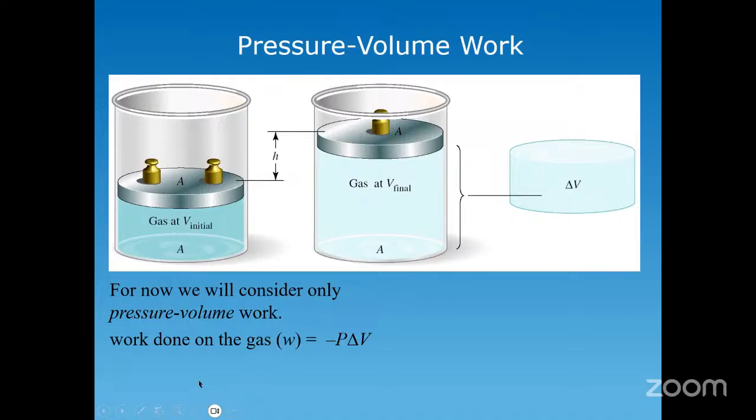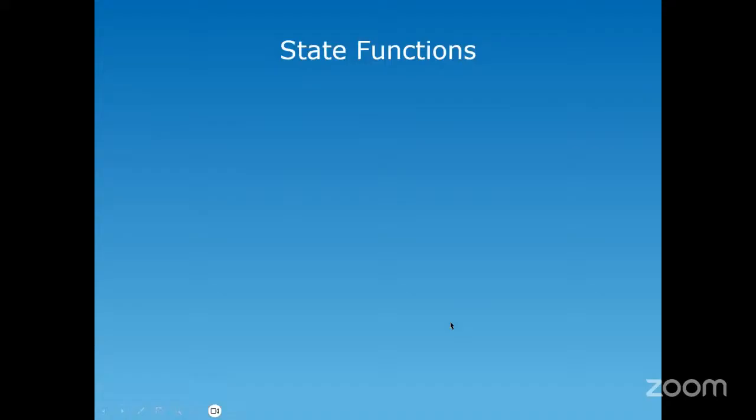To calculate the work that is done on the gas, this would be the formula that you use. The work will be equal to minus P times delta V. And the reason why we have a minus sign here is because the gas is expanding. So the work that is done on the gas would be considered to be negative. All right. And as a result, because it's negative, then basically the system will be losing energy as a result of that.